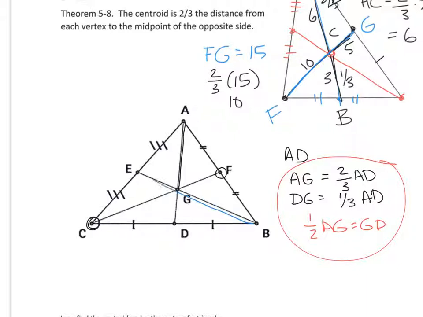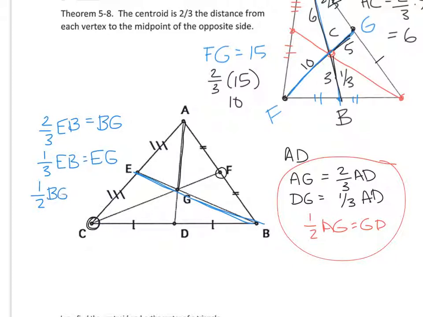So if you have this median, then 2/3 of the distance between E and B is equal to BG. 1/3 of the distance between E and B is equal to EG. And we know that half of BG is EG. That's a relationship.